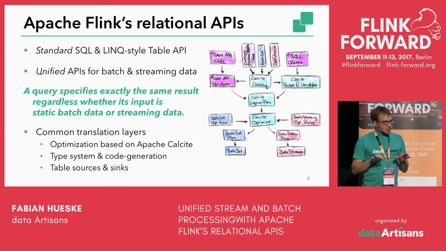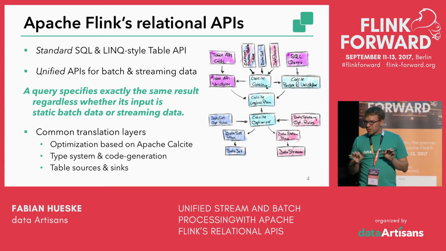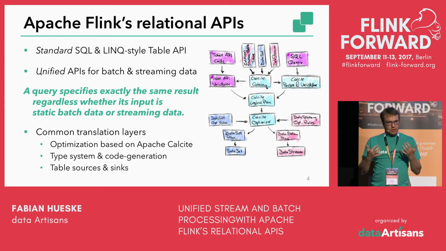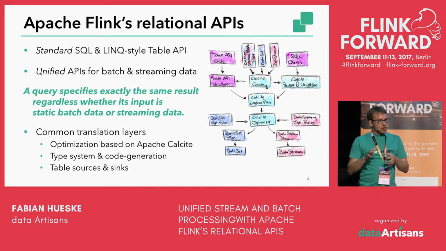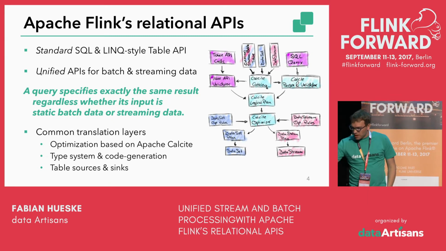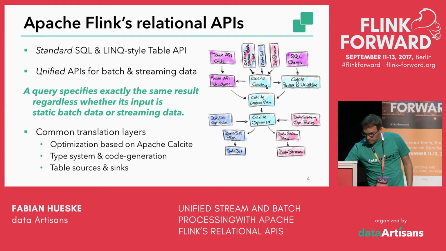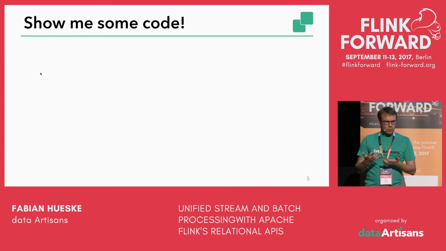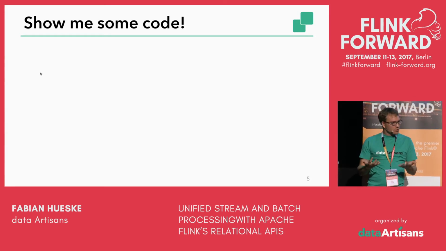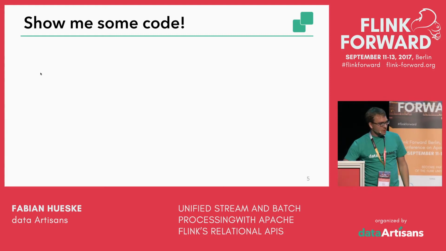Both APIs are using the same type system. They're using the same code generation. And they're also using a lot of the common things like interfaces for user-defined functions, and to define connectors. We call them table sources and table sinks. So all of these are shared across the Table API and SQL. So how do these queries look? What's exactly the difference between Table API and SQL? Why do we have two APIs to do basically the same thing?